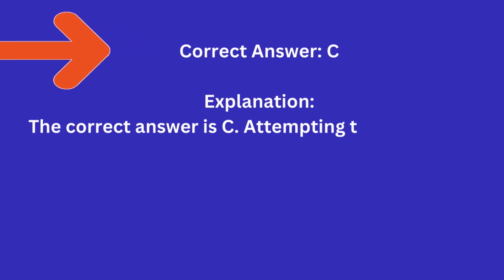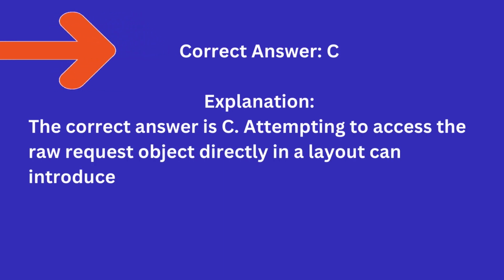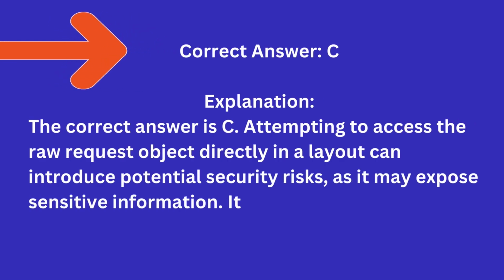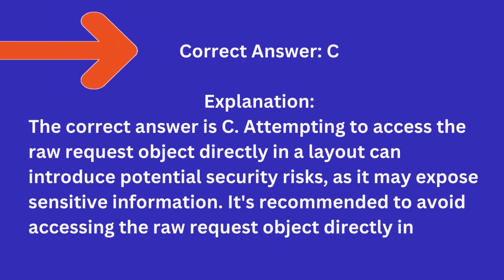Explanation. The correct answer is C. Attempting to access the raw request object directly in a layout can introduce potential security risks, as it may expose sensitive information. It's recommended to avoid accessing the raw request object directly in layouts.